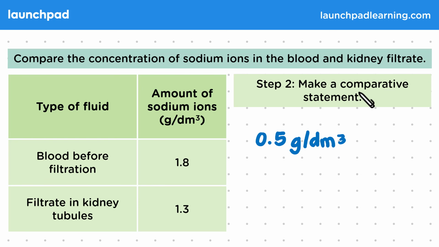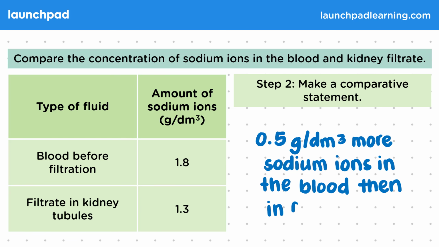Step 2, make a comparative statement. Okay, so now we know that there's a 0.5 grams per decimeter cubed difference. We're going to write out that there's 0.5 grams per decimeter cubed more sodium ions in the blood than in the filtrate. You need to be able to plot graphs with data from the kidney.